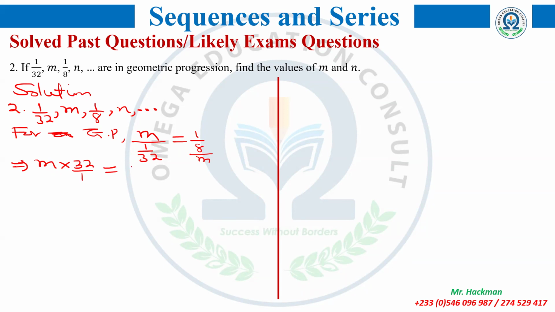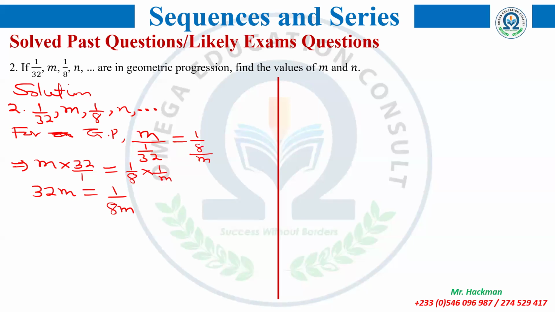And that should be equal to 1 over 8 divided by what? m. So it will be 1 over 8 divided by m, which will be times 1 over m. Is that clear? Okay, very good. So we are still not done. So this gives us 32m, and it's equal to 1 over 8m. Are we in agreement?